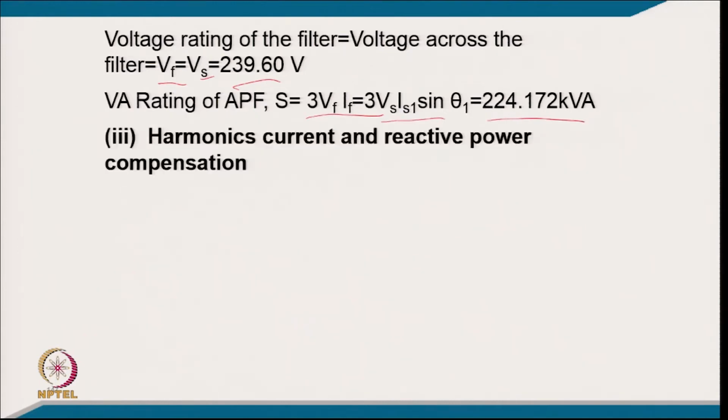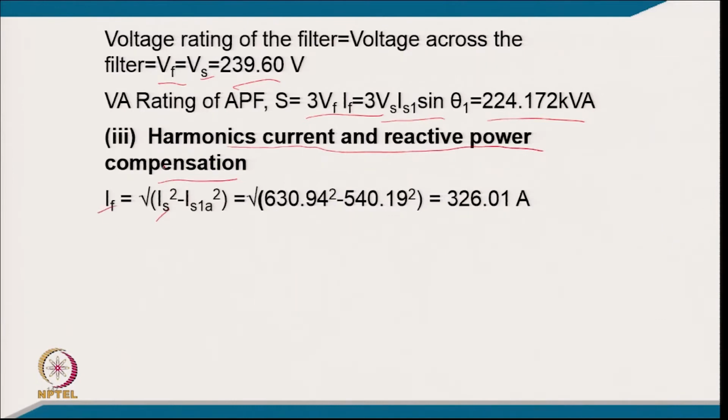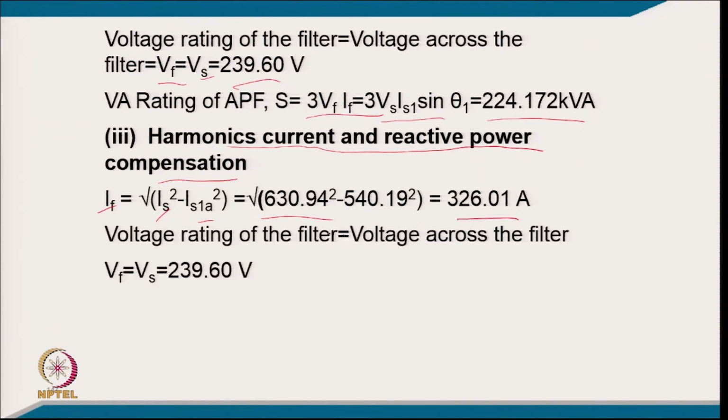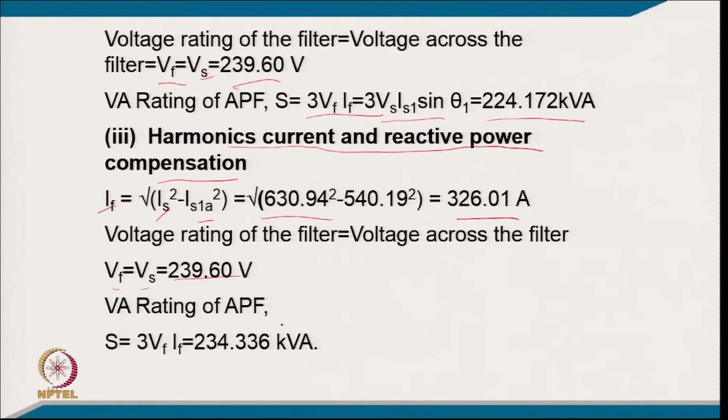Now, the active power filter rating for providing the harmonic current and reactive power compensation. So, the filter current will be root of Is square minus Is1A square, putting the value, it comes 326.01 ampere, and the voltage rating of the filter, Vf equal to Vs, is 239.6 volt, and the VA rating of the active filter for this component is 3 Vf IF, which comes after putting the value 234.336 kVA. So, you can clearly see that the rating of all three compensations is increasing from one to another.